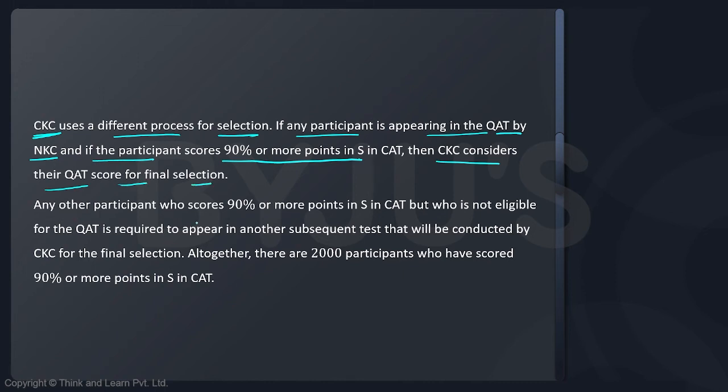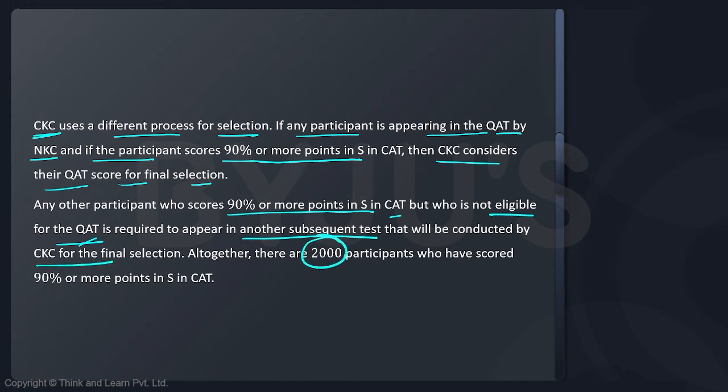Any other participant who scores 90% or more in S in CAT but is not eligible for Q80, when would that happen? If a person has scored more than 90% in S, but he has not scored more than 90% in any of the other two, then he would have scored more than 90 in only one, that is S. So he would not be eligible for Q80. In that case, CKC says you have to write another test that is conducted by CKC for final selection.